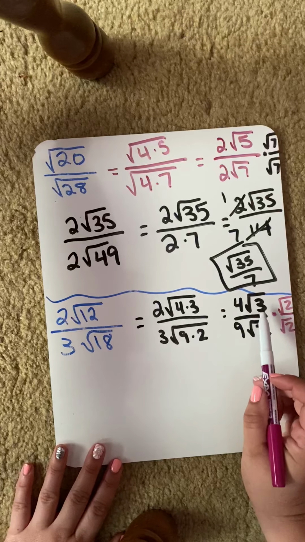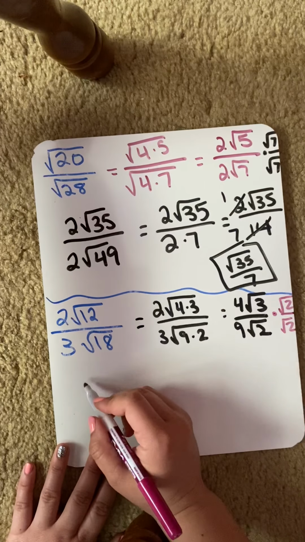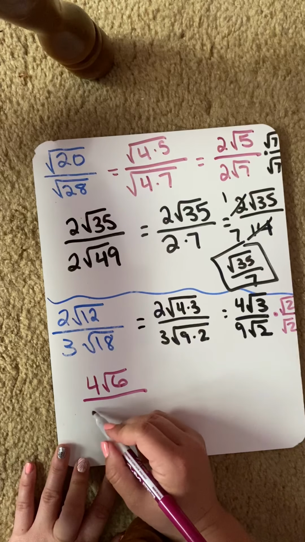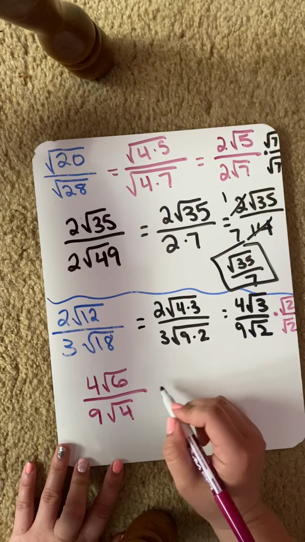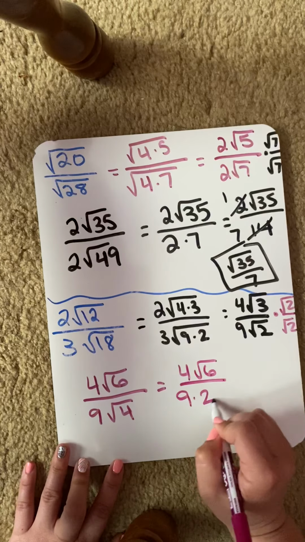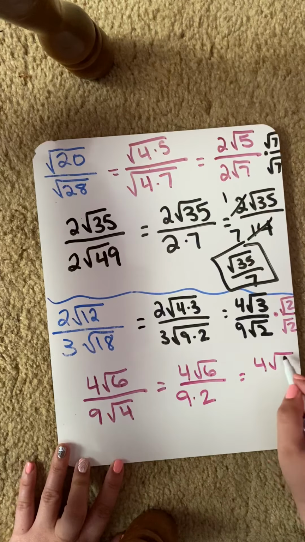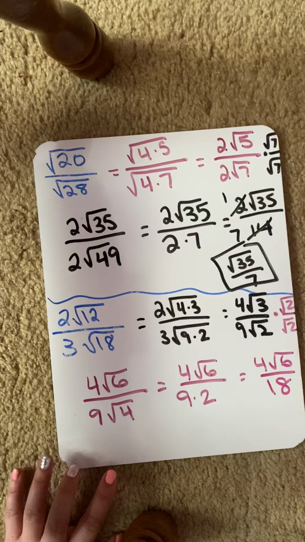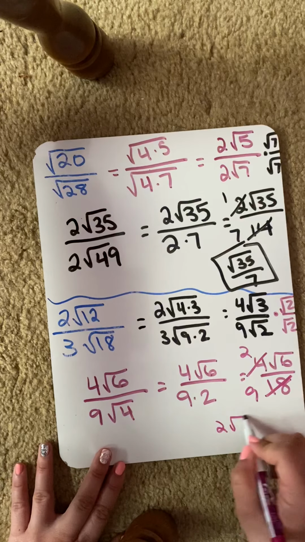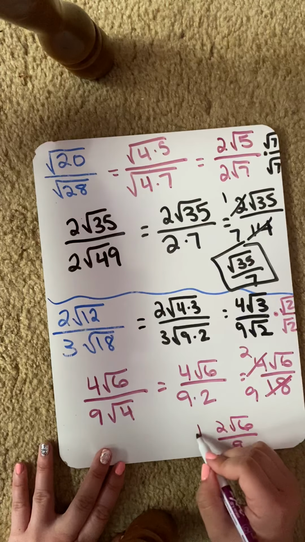So 4 times the square root of 3 times the square root of 2 is 4 root 6. 9 times the square root of 4. So we got 4 root 6 over 9 times 2, 4 root 6 over 18, and 2 goes into both of them, so that's a 2 and that's a 9. We get 2 root 6 over 9.